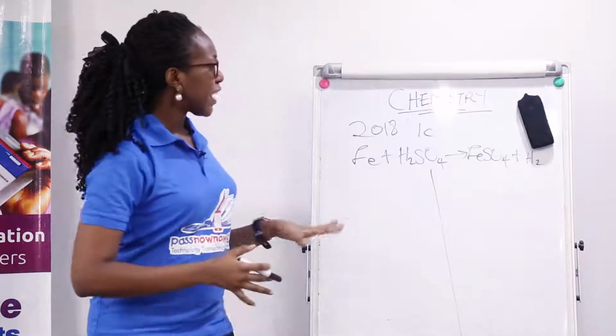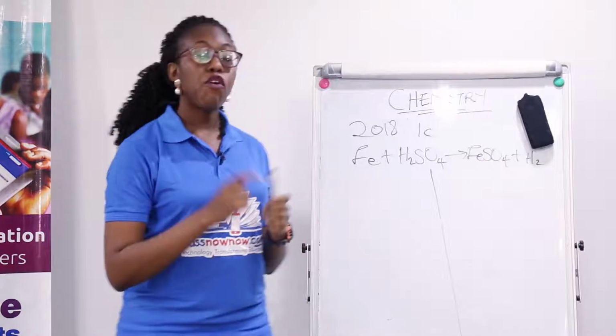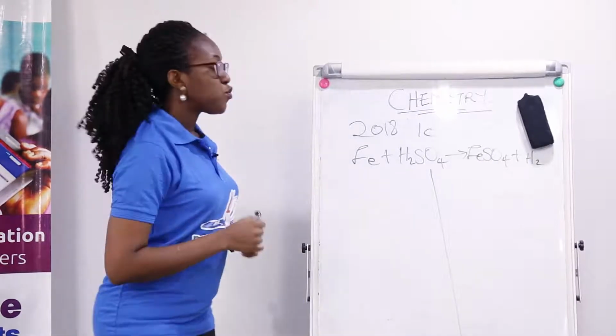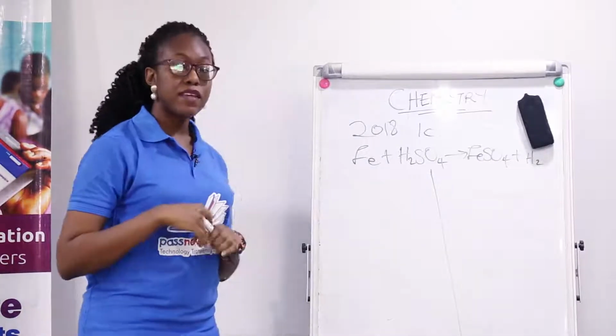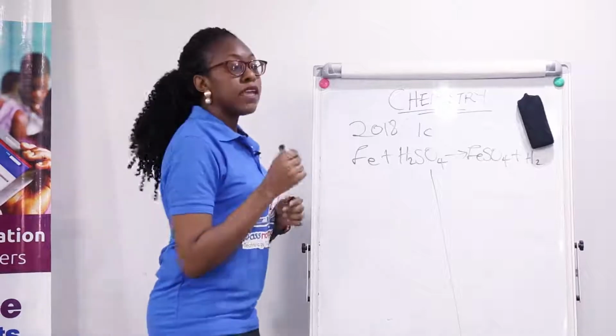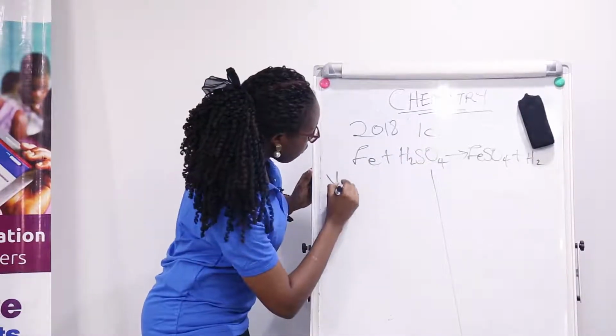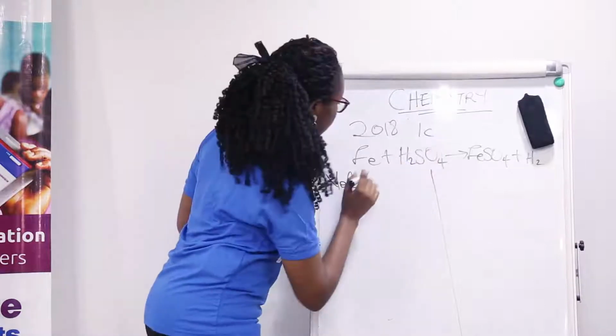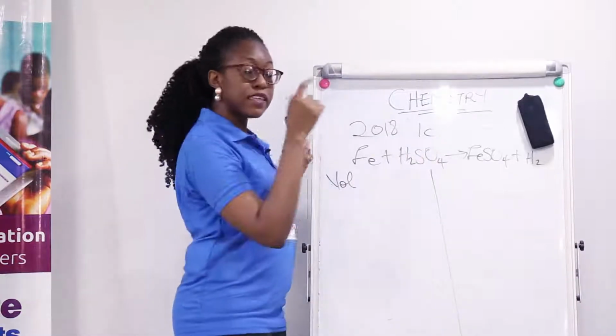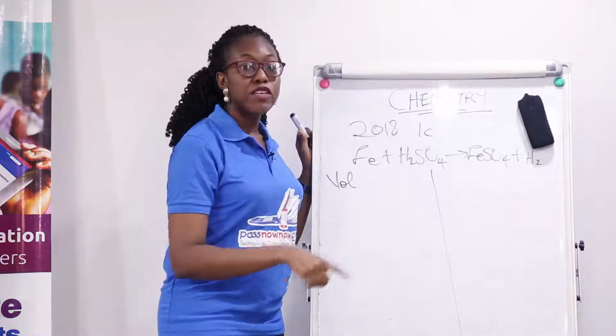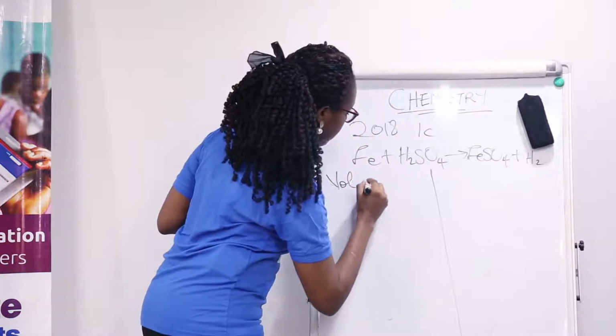Now, what exactly are we asked to find here? We are asked to find the mass of unreacted iron. First, we have to take note of our parameters given in the question. The question told us that the volume of tetraoxosulphate VI acid reacted in the equation to be 5.